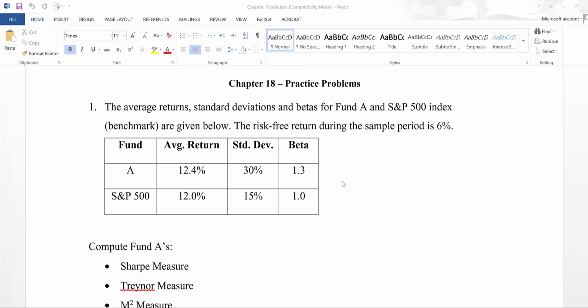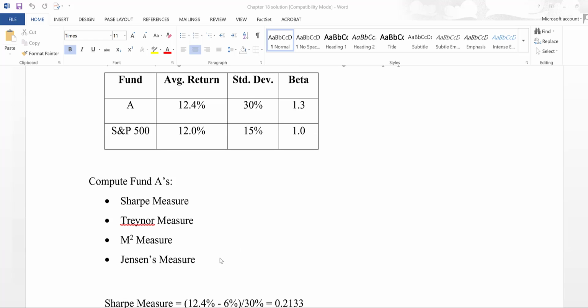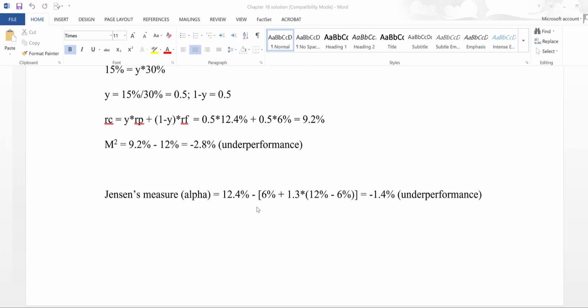Okay. And then the last one here is Jensen's alpha, or Jensen's measure. This is based on CAPM. You compute the return based on CAPM and compare that to the actual return. So that is what you see over here. The parenthesis here is the CAPM calculation: risk-free rate plus beta times (market return minus risk-free rate of return). That's the return from CAPM. That is how much the fund should have earned based on CAPM.